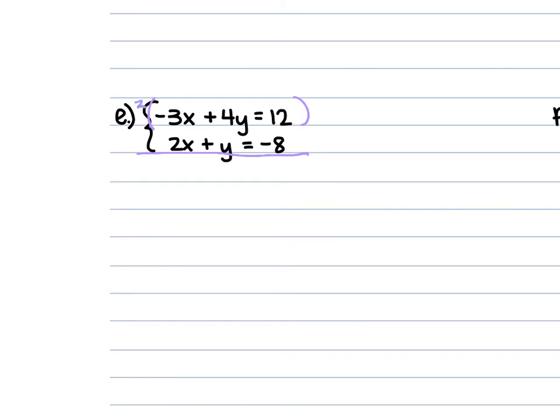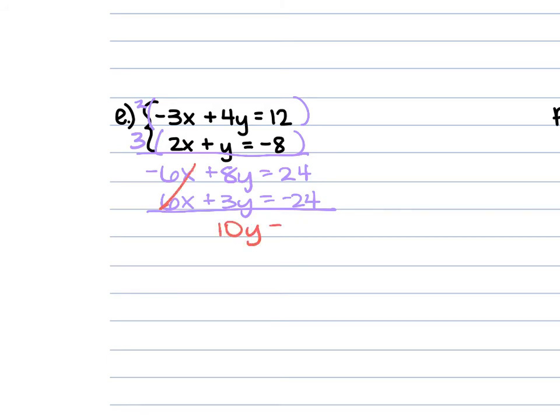So the 3, we're going to multiply by 2. The 2, we're going to multiply by 3. So this is going to give us negative 6x plus 8y is equal to 24, as well as 6x plus 3y is equal to negative 24. When we do these, the x's cancel, so we're going to have 10y is equal to 0. From here, divide each side by 10, and y is equal to 0.